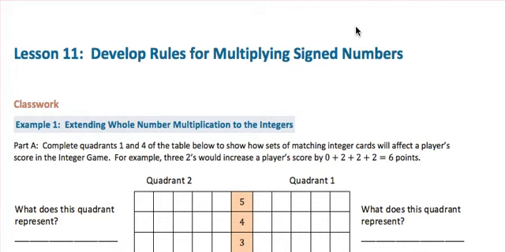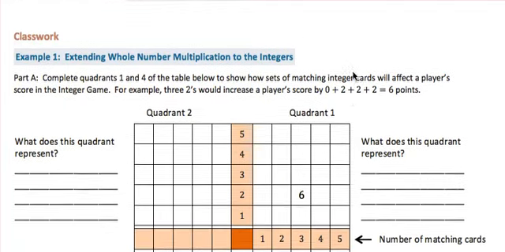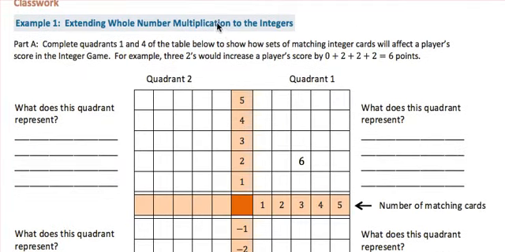In Module 2, Lesson 11, we're going to develop rules for multiplying signed numbers. So we're going to be extending our whole number multiplication to the integers. We'll complete quadrants 1 and 4 of the table to show how sets of matching integers will affect a player's score in the integer game. For example, 3 2s would increase a player's score by 2 plus 2 plus 2, or 6 points.